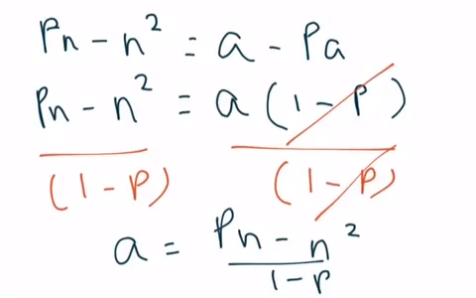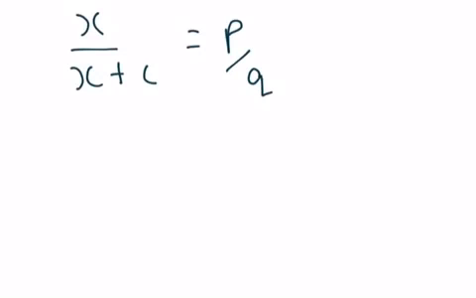Right, okay, so next question then is going to be our final question. And this one says, make x the subject of the formula. And the formula is x over x plus c equals p over q. So we want to make x the subject of this formula. So at the moment on the left hand side I have got a c in there. Obviously I don't want that.